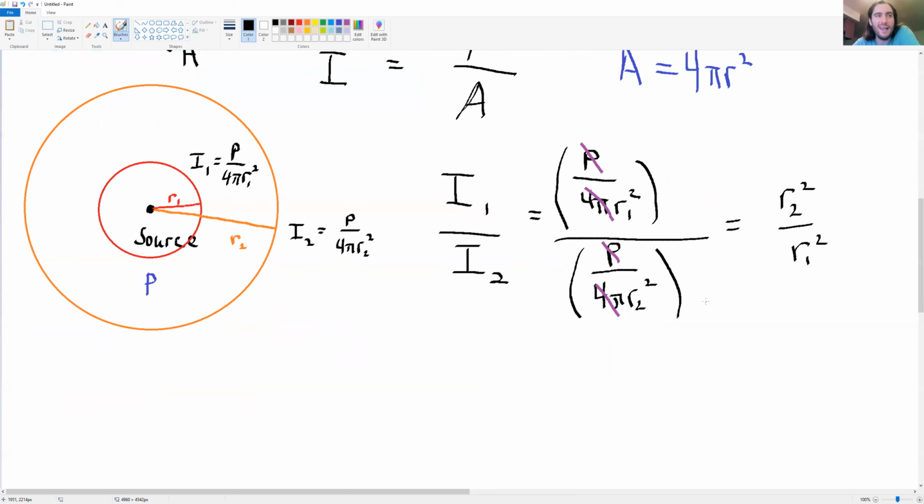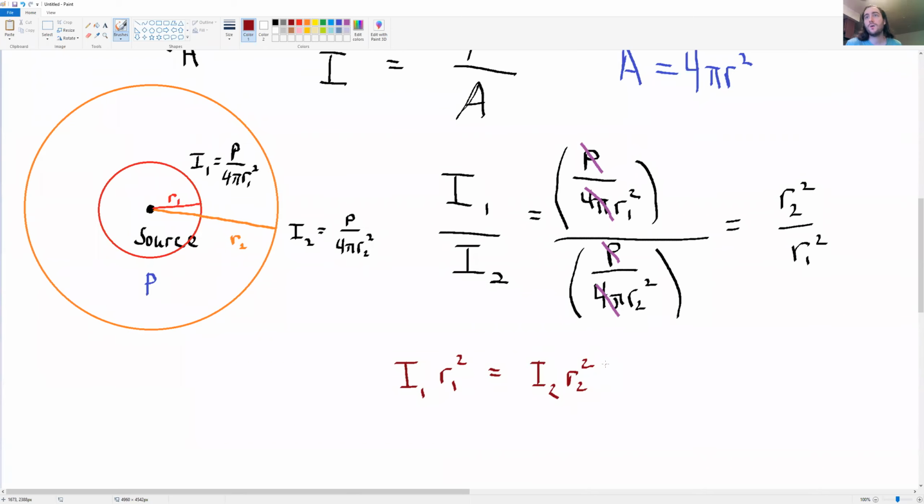Now, I kind of don't like it when I see a formula where I have 1 over 2 on one side and then I have 2 over 1 on the other side. I personally like it a little bit better if I put all the 1s on one side and all the 2s on the other side. So that way I don't have to remember which one goes on top. So I would rewrite this formula as I1 r1 squared equals I2 r2 squared. And so this is nice because it allows us to compare ratios.